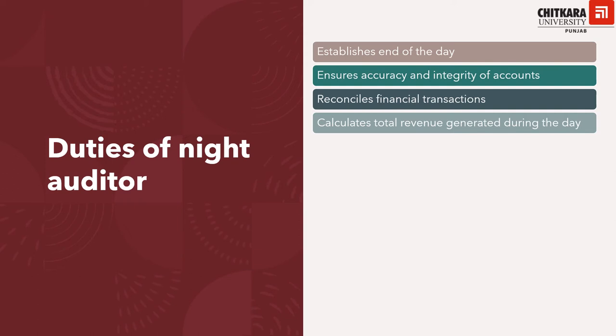He may also have to print a report and submit it to the superiors about the revenue generation. He has to verify the postings done by the various cashiers. Now, how does he verify? He verifies against vouchers. What are vouchers? Vouchers are evidence of each transaction that happens between guest account, non-guest account, and the hotel.